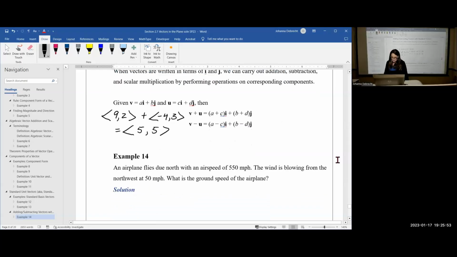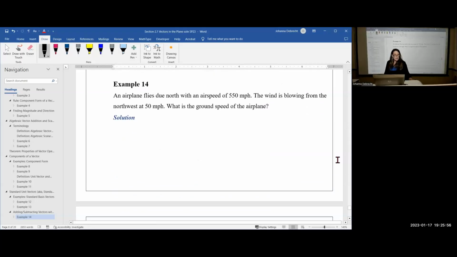We have one last problem to do, which is an application problem. Now, this one is actually difficult. It's short, but it's difficult. And it's difficult because you have to think about what's happening and you have to figure out how to represent the different parts of the problem in terms of vectors. So let's read it once just to get a vague idea of what we're talking about, and we'll go back and pull it apart. An airplane flies due north with an airspeed of 550 miles per hour. The wind is blowing from the northwest at 50 miles per hour. What is the ground speed of the airplane?